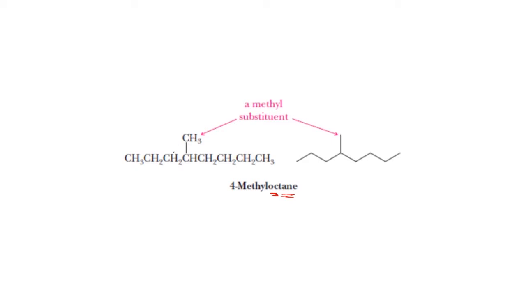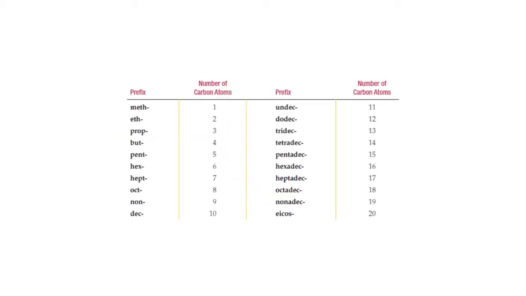Because I have here a branch, I will try to number my branching with the least numbering. So if I number from this side, you could see that it will be at the position number 4, but if I number from this side, it will have the position number 5. This is why I have to number from this position. So I would number from 1, 2, 3, 4. So the branch is at the fourth carbon, and this is why I will write the branching, which is 4-methyl octane.